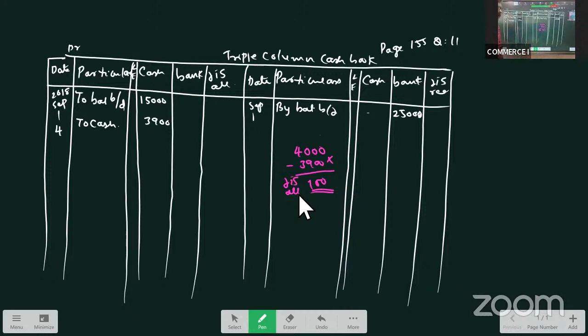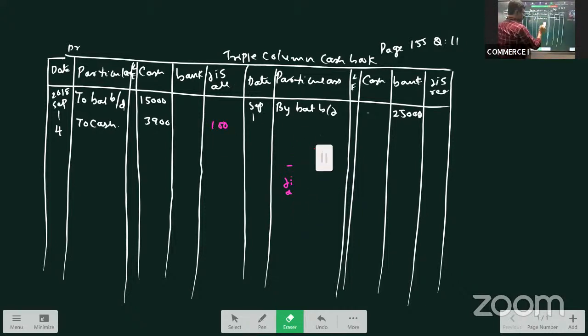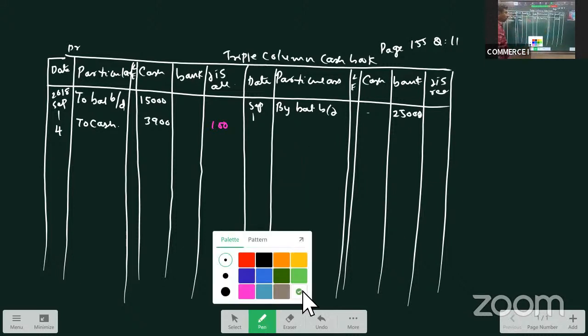Whenever the word settlement is given, it means that is a full and final payment. So this 100 rupees we should take as discount. Whenever the word settlement is given, it means it is a discount. So 4,000 minus 3,900, that 100 rupees is discount.